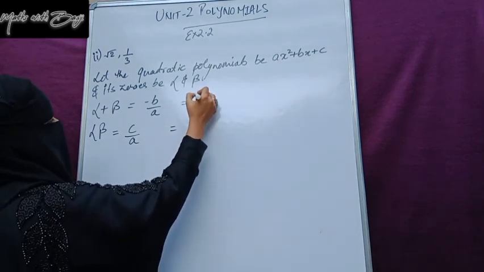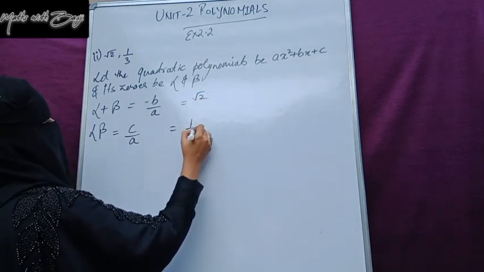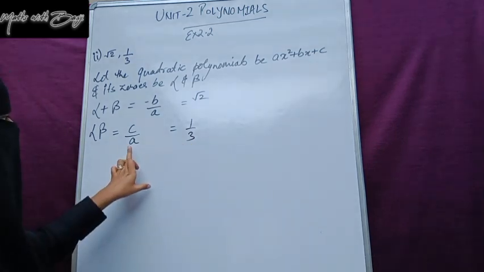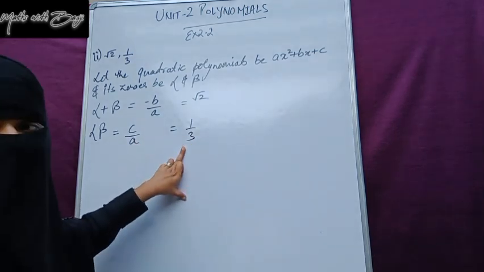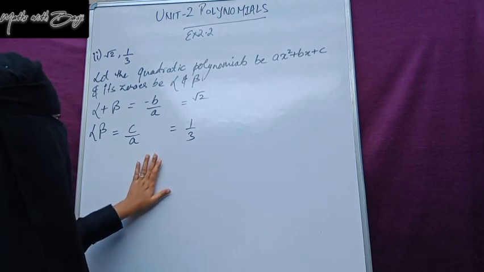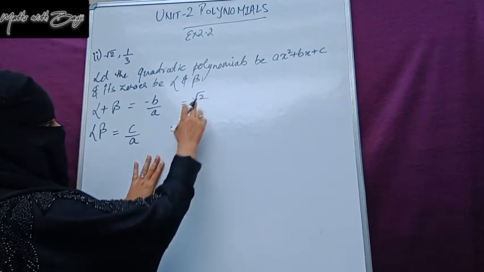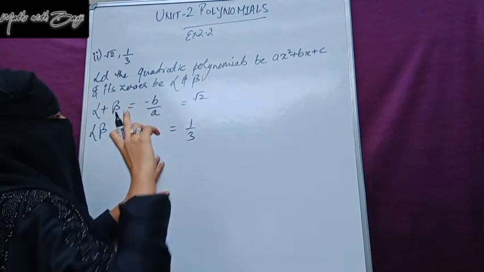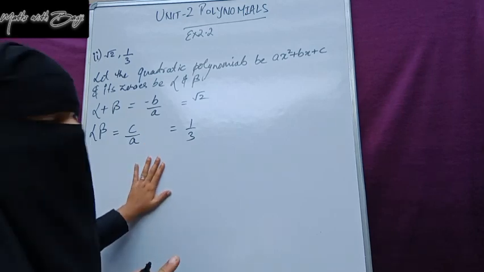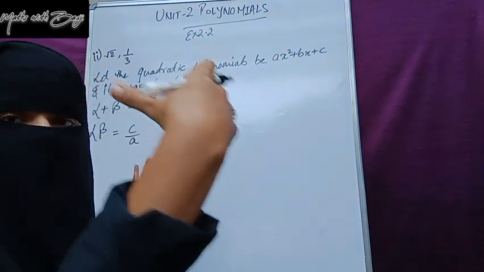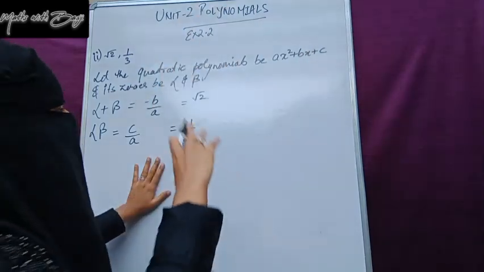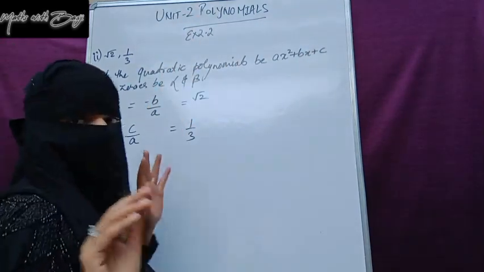So what do we have? We have square root 2 and 1 upon 3. From here it is clear that we need a equals to 3. Then only it's going to solve. Plus this is positive and we need to have b. It means b was negative and it became positive while getting this. Are you getting my point?